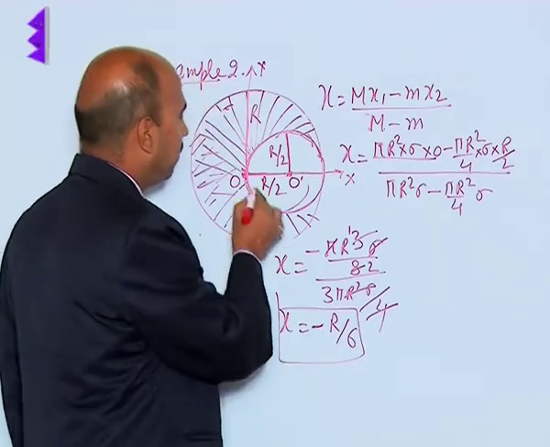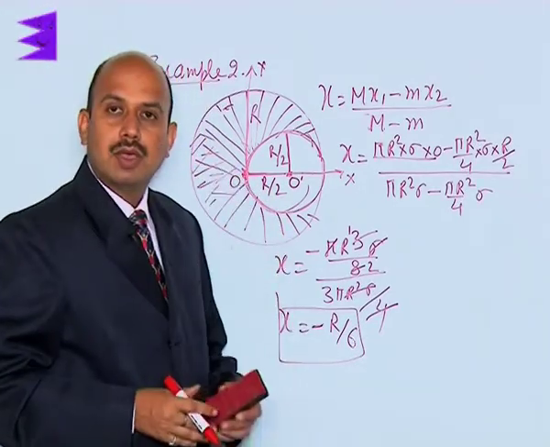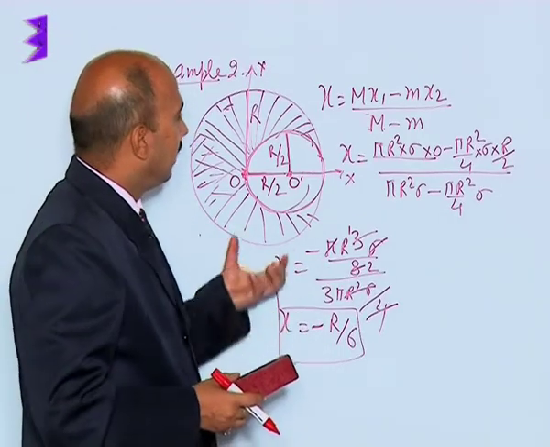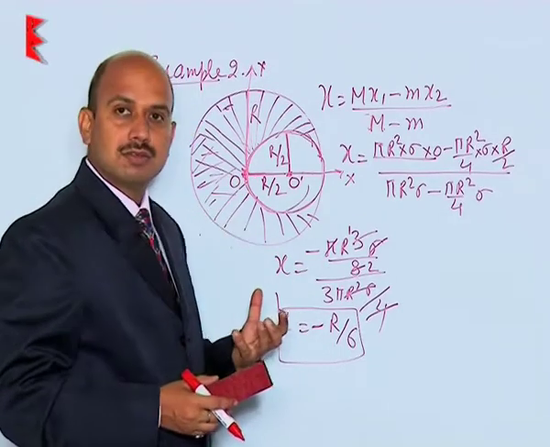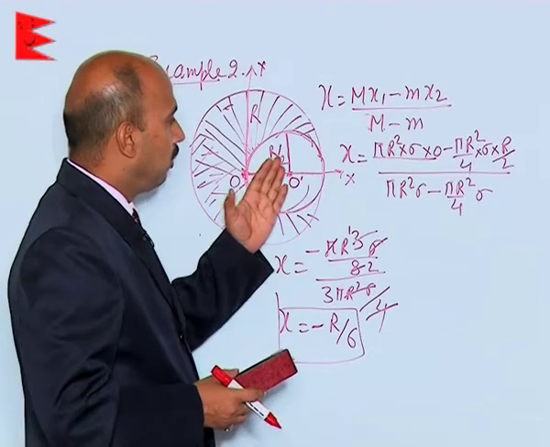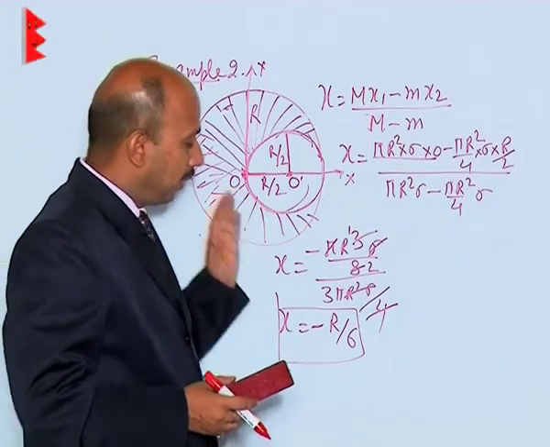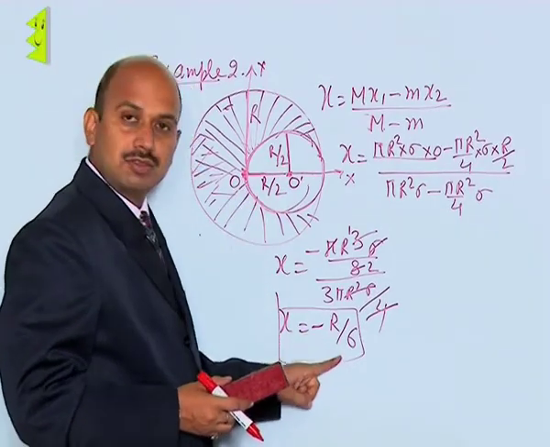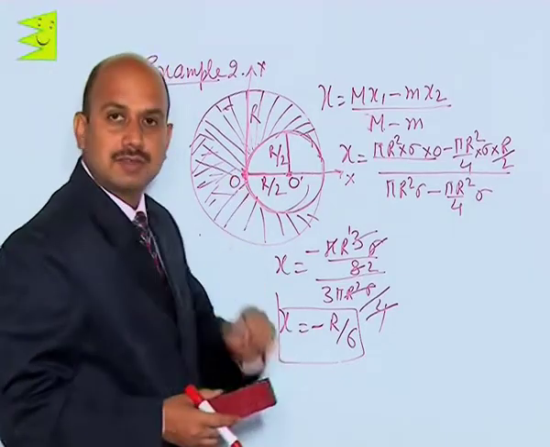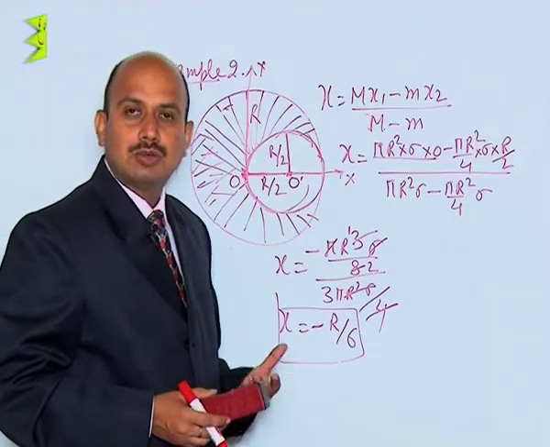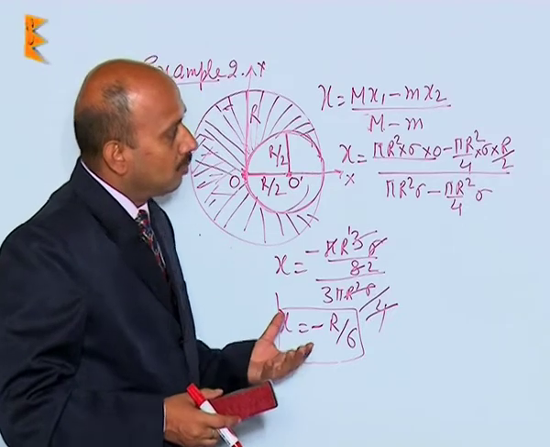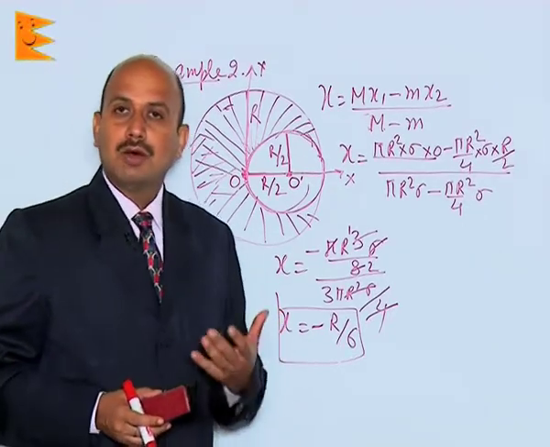The negative sign indicates left of the origin. It means the center of mass of the remaining disc, that is the resulting disc after removal of this smaller one, shifts by a distance of r by 6 towards the left. So, this type of question can also be solved by using the concept of the center of mass.